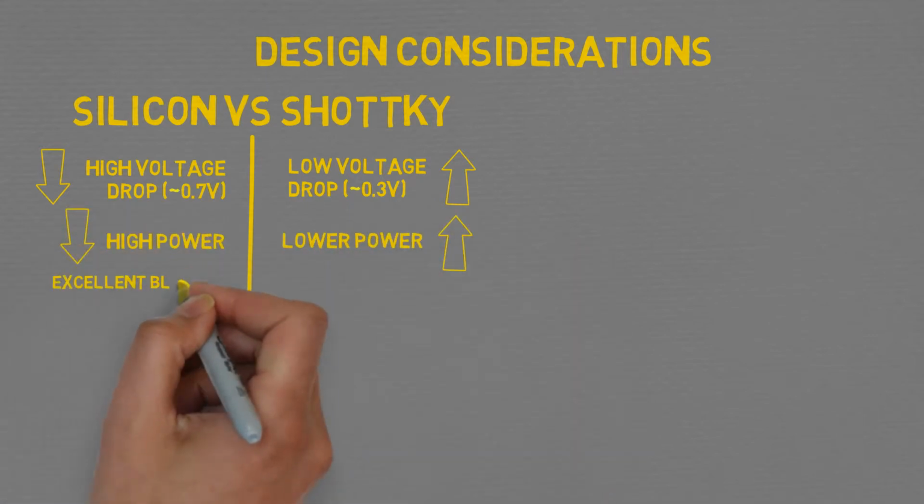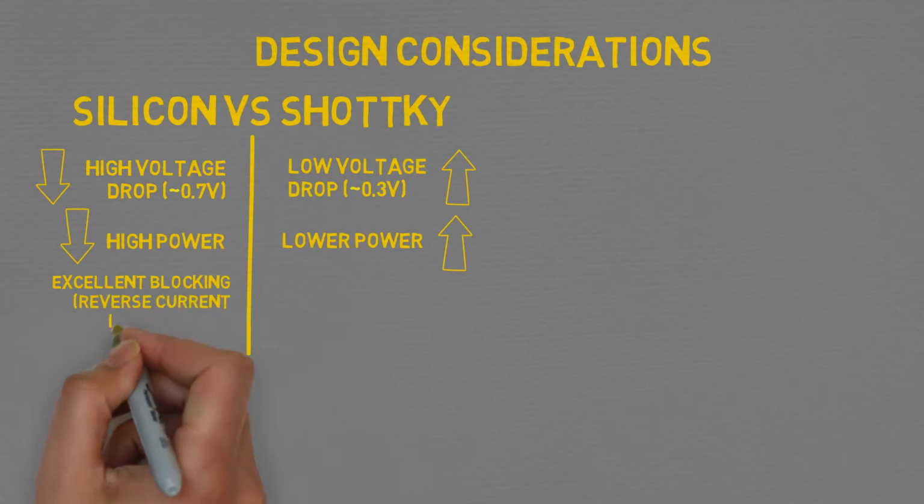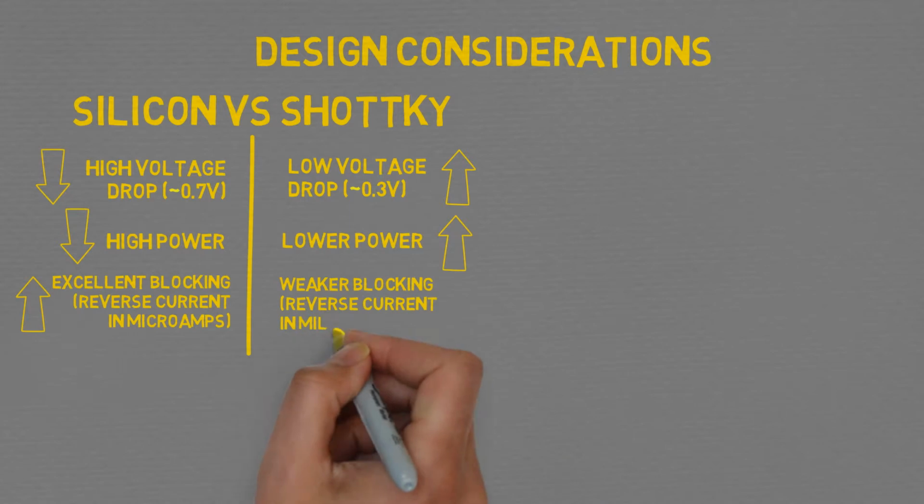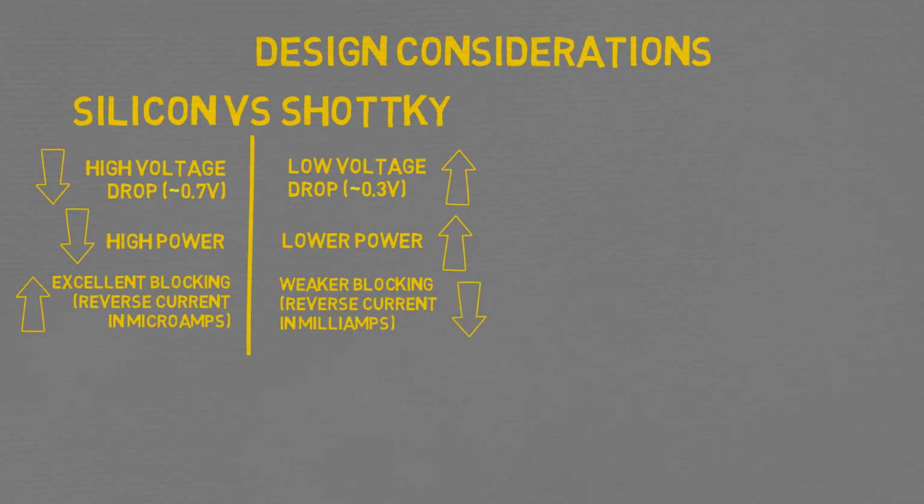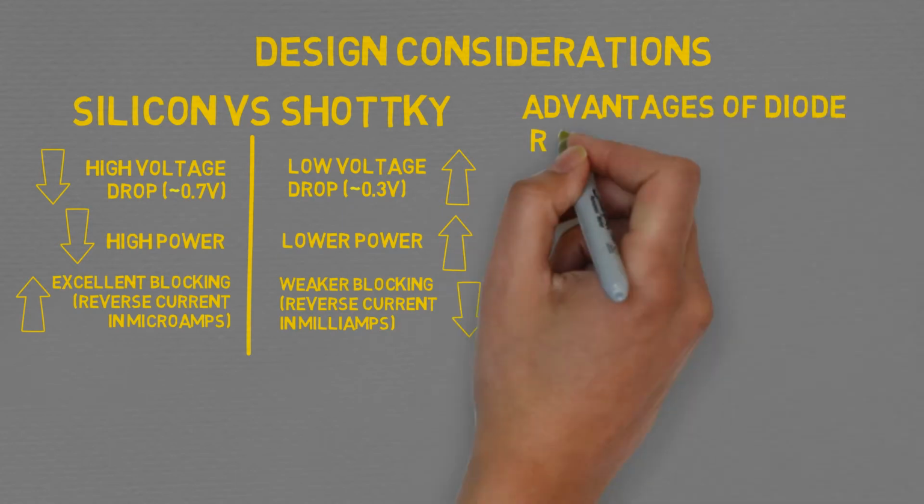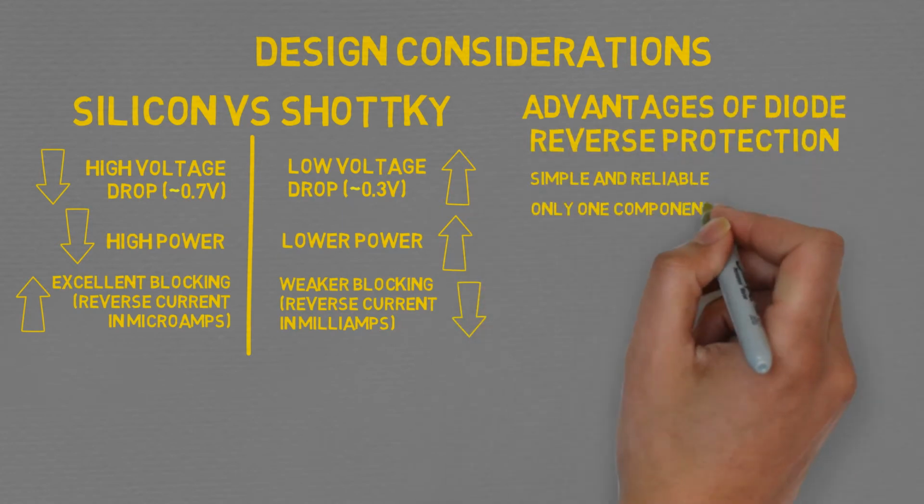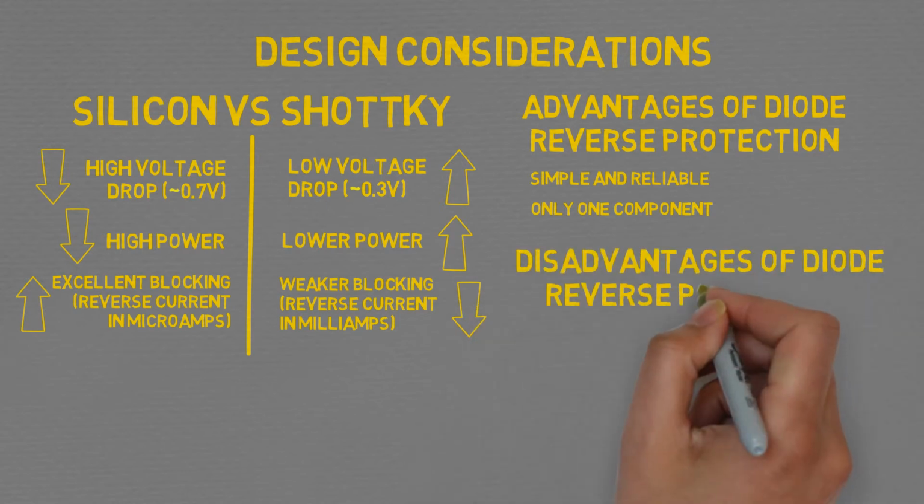The silicon diode has the advantage of excellent blocking characteristics, which is in the microamps, versus the Schottky diode, which will leak milliamps. Milliamps may be too much for some devices, so you need to be careful when selecting your diode. Using diodes for reverse polarity protection has the advantage that it is a simple and reliable solution with only one component. A key disadvantage is the voltage drop.